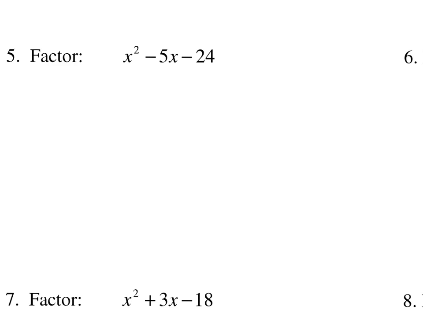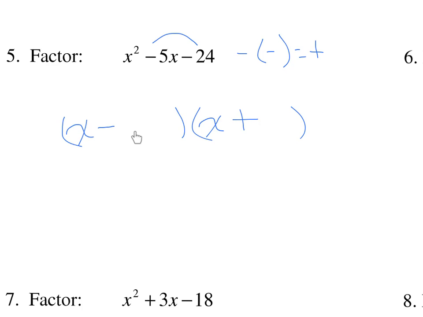X squared minus 5x minus 24. So x squared is x times x. Bring the first sign down as negative. Negative times negative this time makes positive. So we have different signs this time, and that just means that when we put these two numbers in here, because they have different signs, they will subtract to make 5, not add. So two numbers that multiply to make 24, but subtract to make 5.